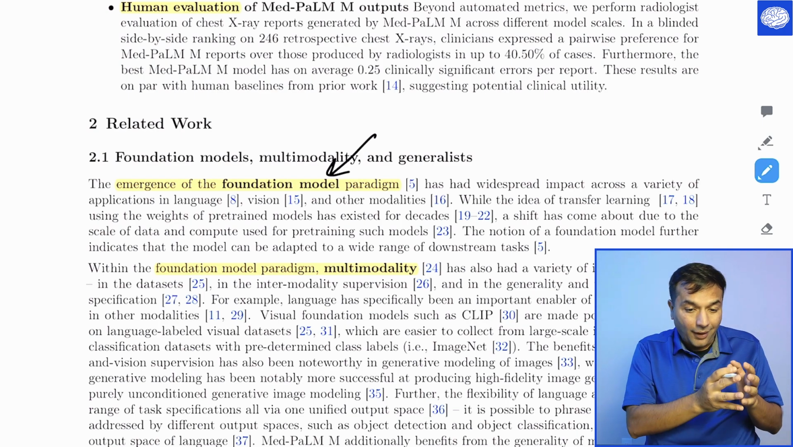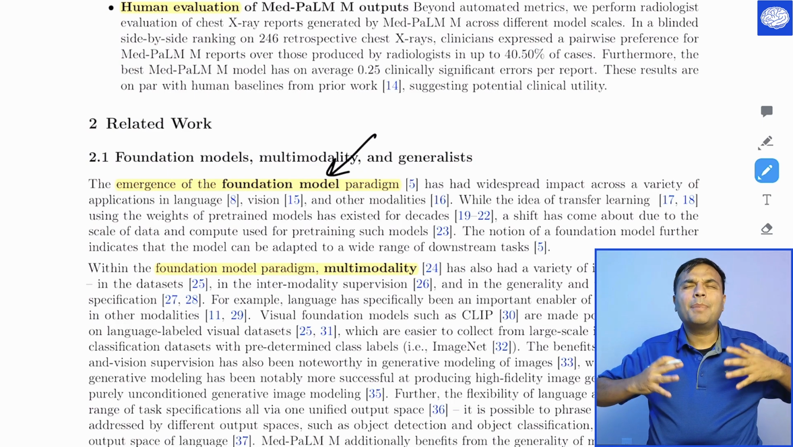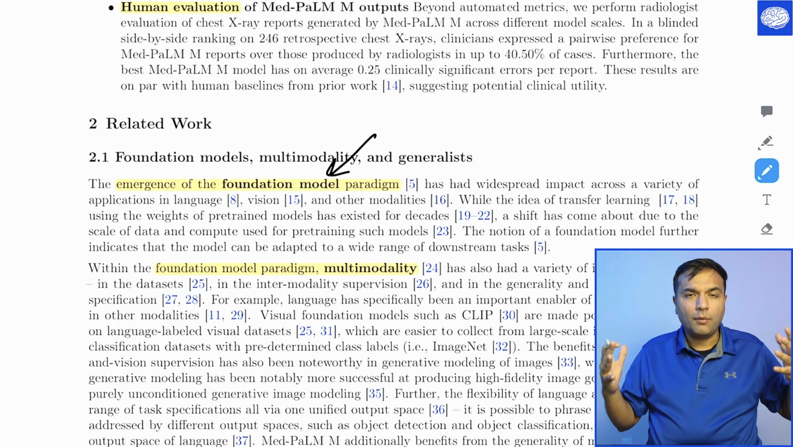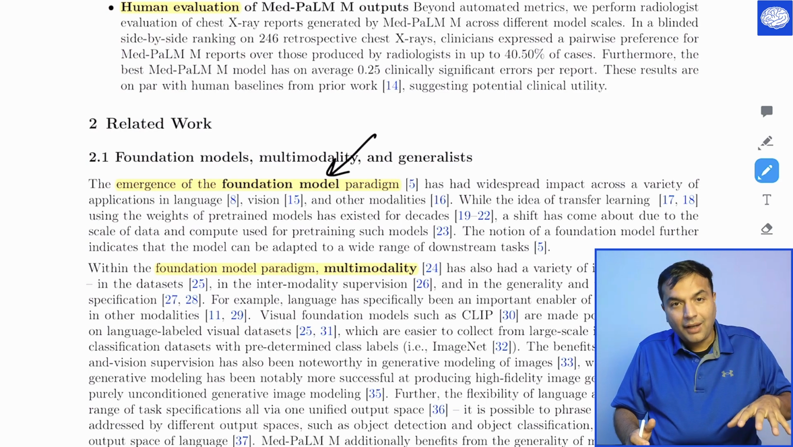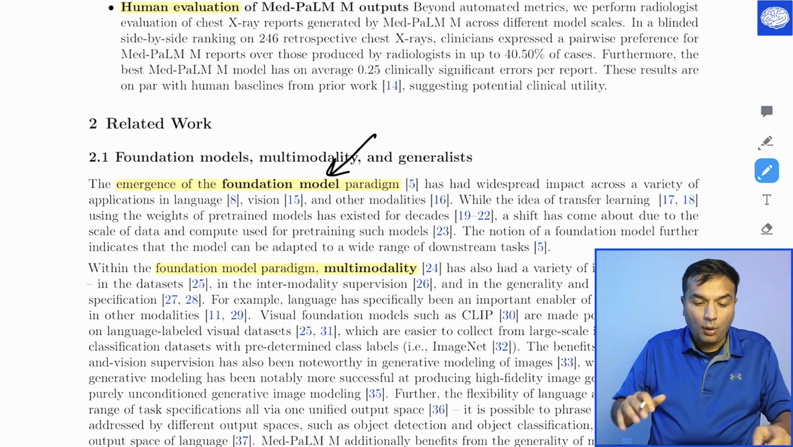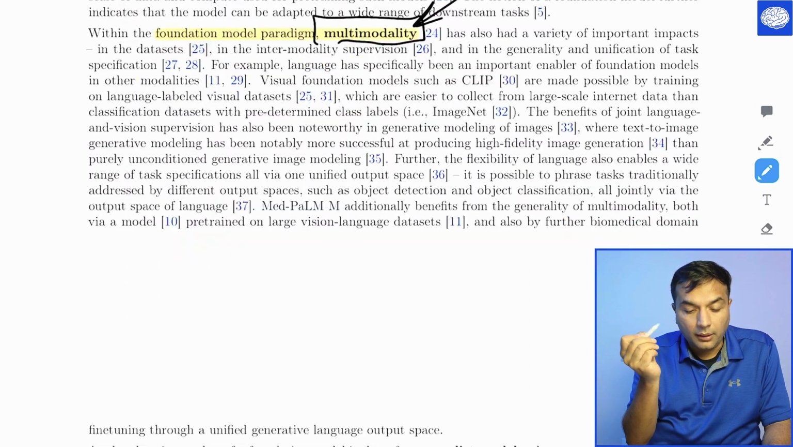So when you have the foundation model paradigm, in which you are creating a model that has so much data and information that you can get into that foundation model, and once you have that foundation model, you create fine-tuned models from there. And this foundation model paradigm needs to be turned into multimodality, and that is where the real money comes in, believe it or not.